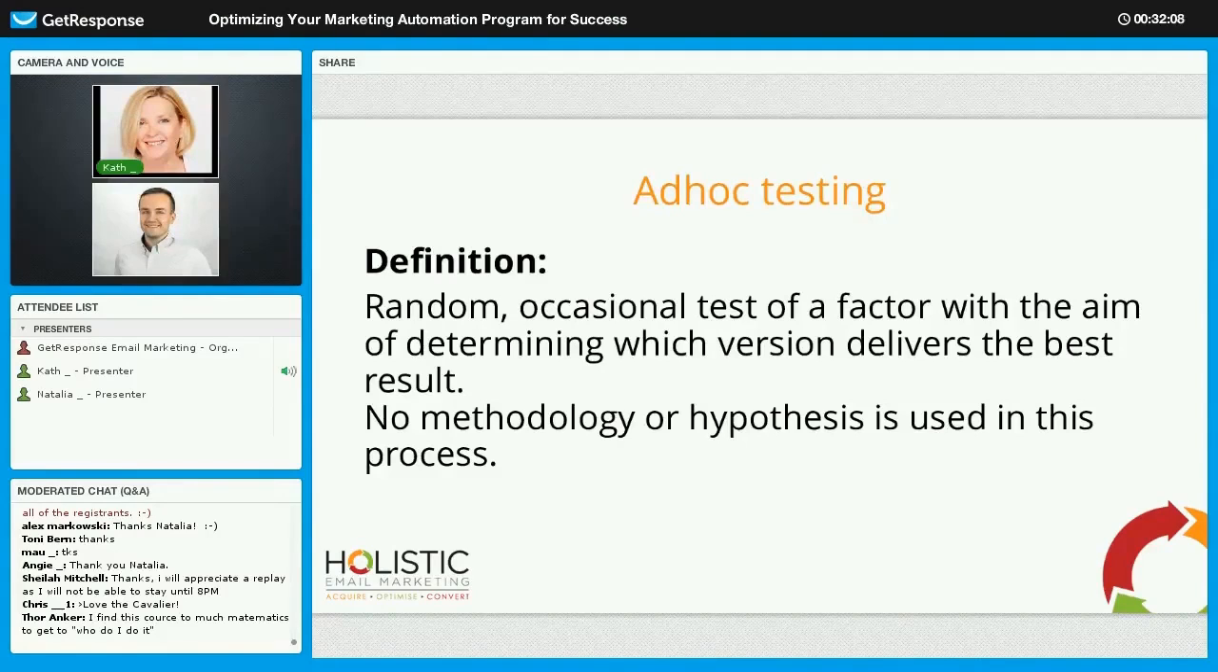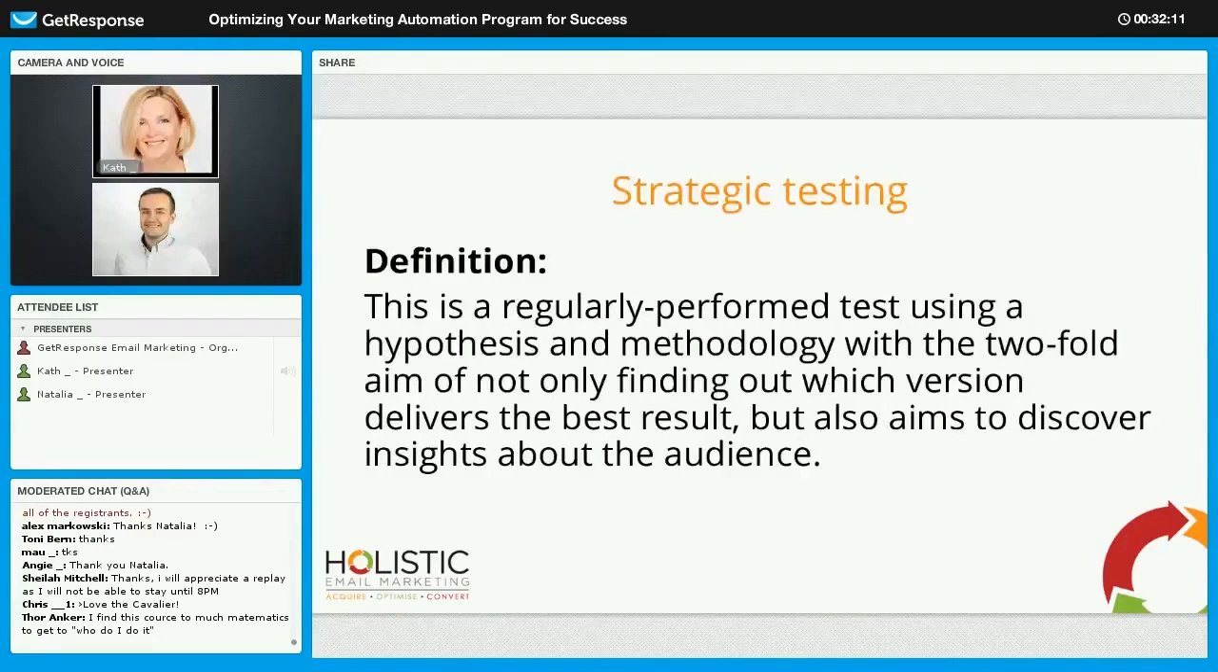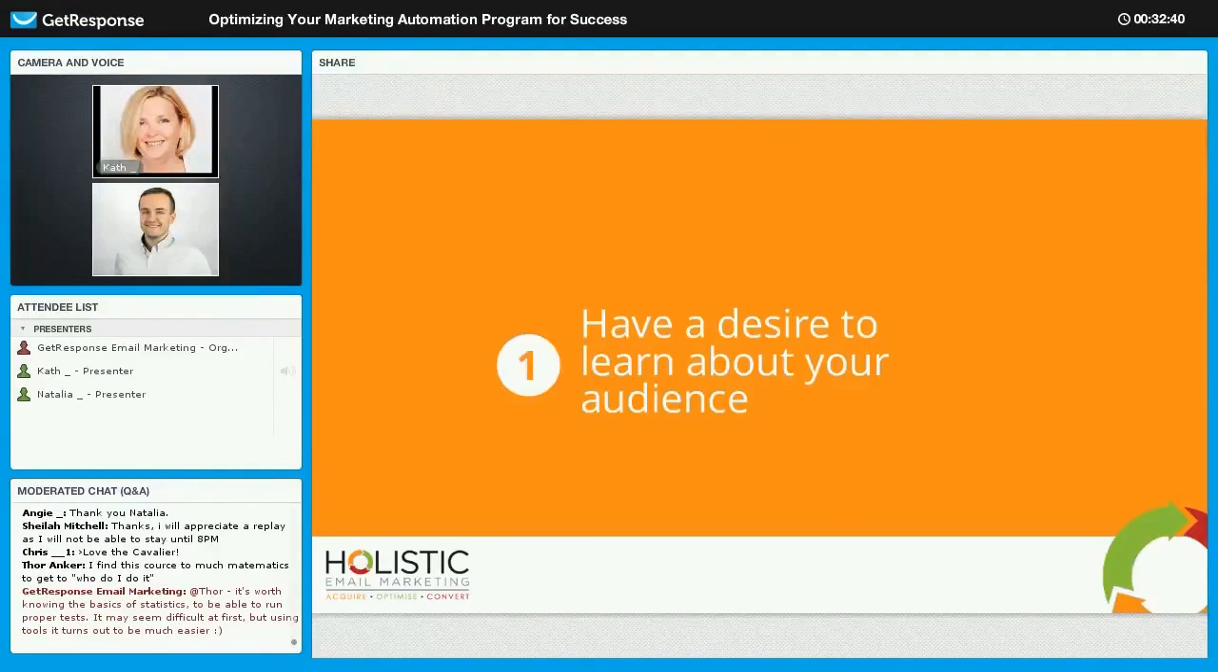The majority of email testing that's out there now is ad hoc testing. Strategic testing, on the other hand, is a regularly performed test using a hypothesis and methodology with the twofold aim of not only finding out which version delivers the best result, that's a short-term win, but also aims to discover insights about the audience, and that's a longitudinal win. Okay, so we're not just finding out which one's going to give us better results here and now, but we're also discovering more about what makes our audience tick. So one of the things you need to do when you're testing is have a desire to learn about your audience, as we just discussed. And that's going to be the motivator.